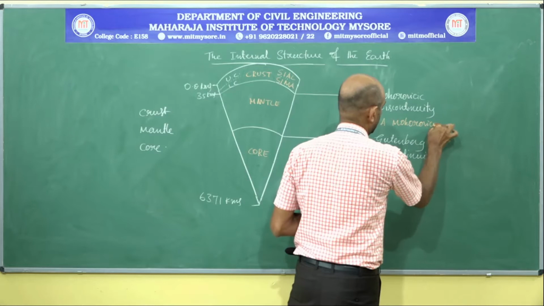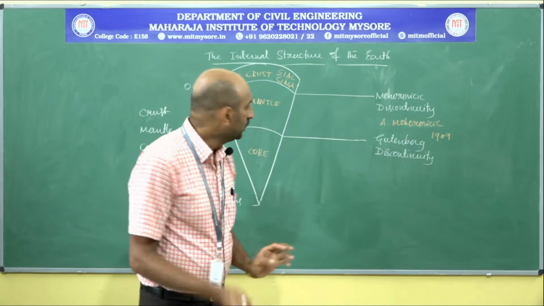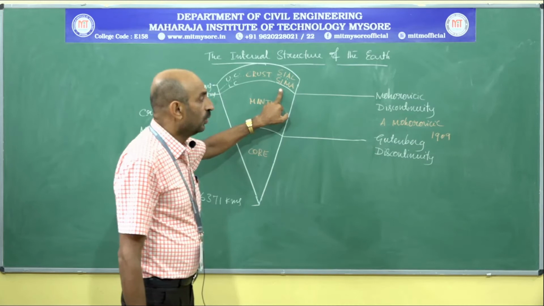In the year 1909, that's why it is named after him. How was the existence of this discontinuity assumed by A. Mohorovicic?